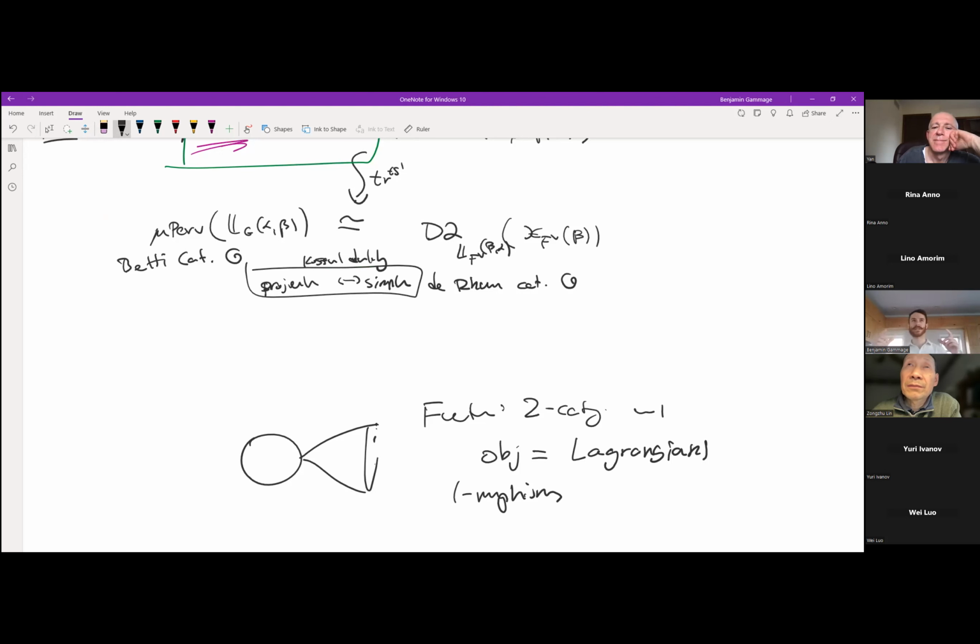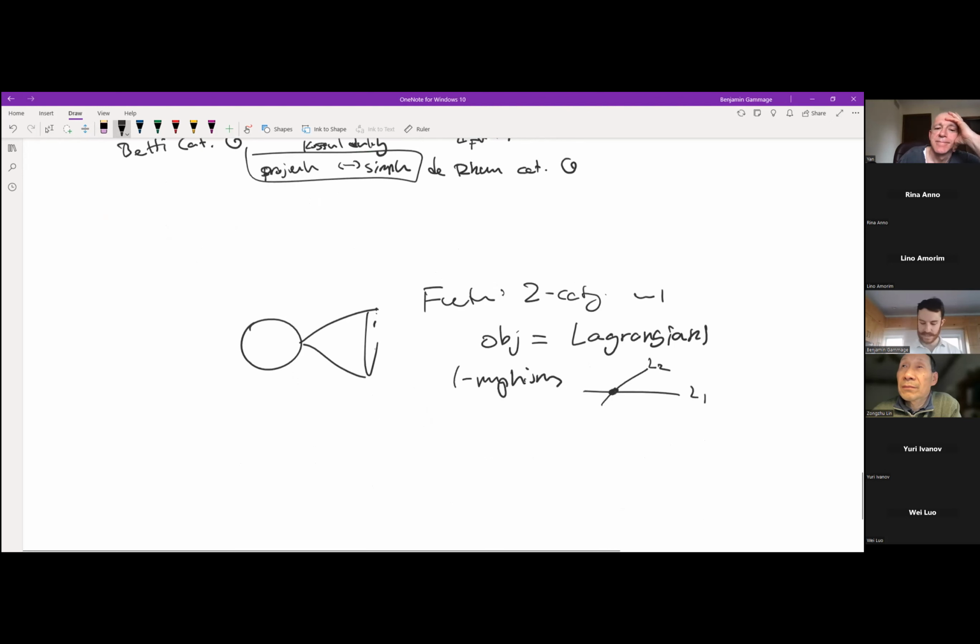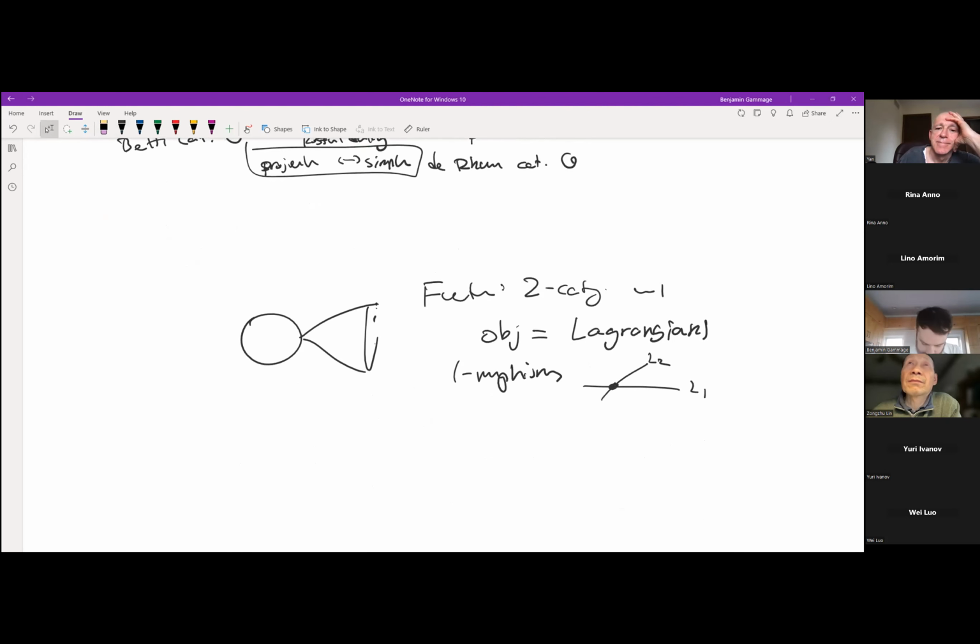So if I have two Lagrangians, then the one morphisms should come from their intersections. So I have L1 and L2, and I have a one morphism here coming from their intersections. And then my two morphisms, if I have Lagrangians L1 and L2 intersecting in multiple points, and I want to compose those intersections, then the two morphisms come from some kind of holomorphic disk with boundary on those Lagrangians and hitting the intersection points.